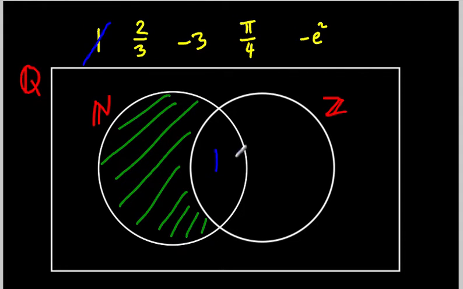2/3 is a rational number. It can't be anywhere inside the integer set. So I'm going to write 2/3 here. And I could have written 2/3 here. I could have written 2/3 here. It doesn't matter as long as it's within this sort of rational set. So I'm going to take that out.